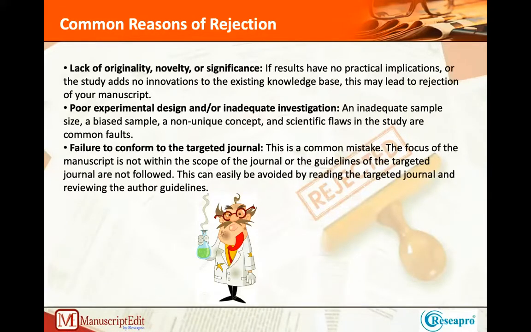Next is failure to conform to the targeted journal. Every journal has a well-defined mandate and target audience. Authors must ensure that they submit to a journal within the scope of which their manuscript lies. Manuscripts outside the scope are usually rejected without an external peer review. The other traditional approach is to carefully scrutinize the website of the journal to understand its scope and go through the previous issues of the journal to understand the type of article the journal usually accepts.